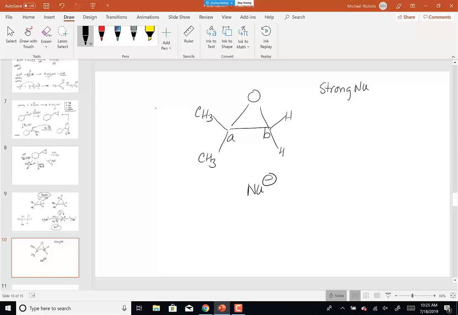Anybody agree that it's going to add to B? You want A? Anybody else want A? What did you say? Anybody else want to throw in? Another B?